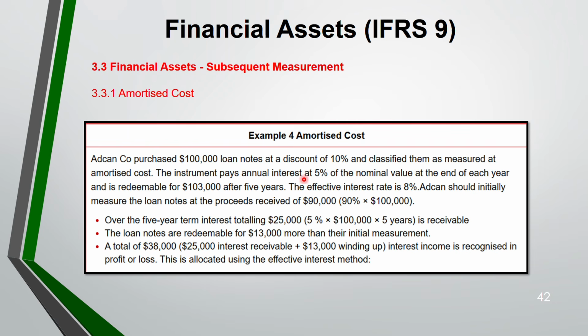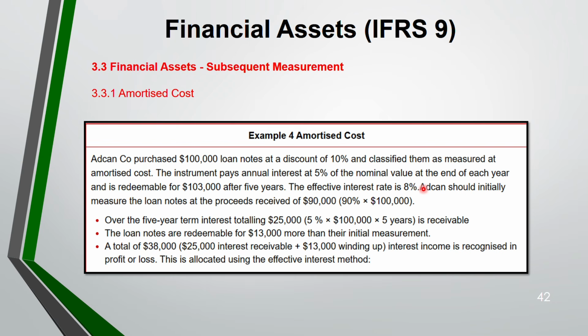They are paying annual interest at 5%, this instrument, and it is redeemable for 103,000 after 5 years. Effective interest rate is 8%. It's very easy for students to get confused at this stage because there are three rates given. What is this discount 10%? What is this 5%? And what is this 8%? I will take you through a question to understand this better and what rate to take at what time.